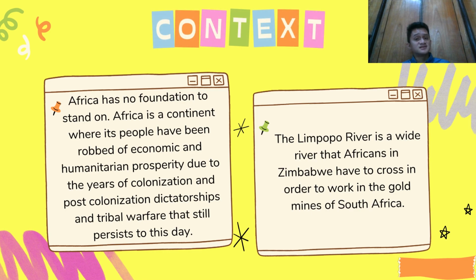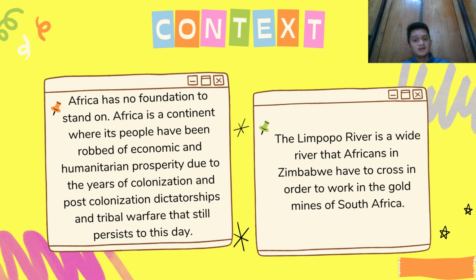Now, let's talk examples. Let me give you a little context before we move on to these two songs called The Limpopo River and Senzenina. These songs are about Africa and its struggles. Africa has no foundation to stand on. It is a robbed continent.